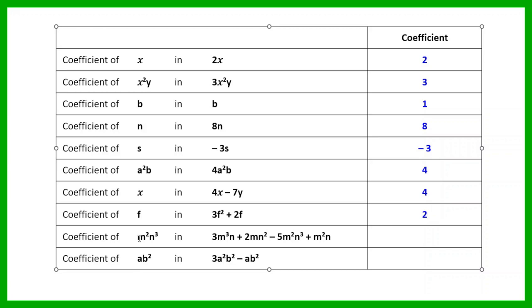Next one, I have to find the coefficient of m squared n cubed. Again, it has to be exactly m squared n cubed. It can't have any other different variables. Okay, so the m must be squared and the n must be cubed.